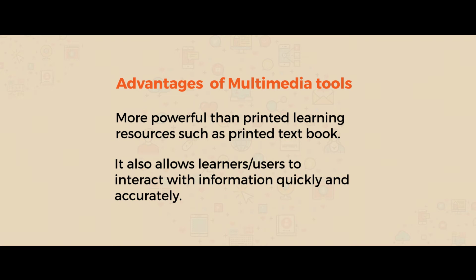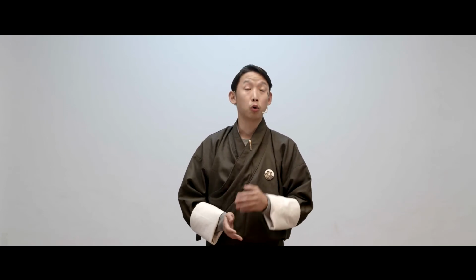Multimedia also helps students to interact with information quickly and accurately. For example, if there was a mistake in your textbook, you would have to wait for the next edition for that mistake to be corrected. Whereas, if you were learning online every day, it is being checked and corrected. So, it is faster and more accurate.